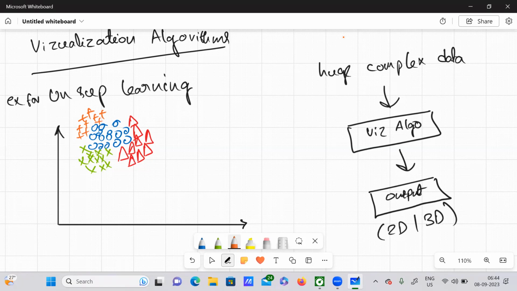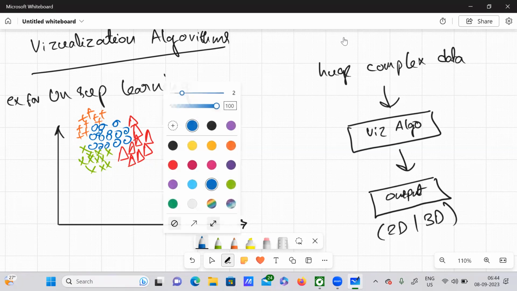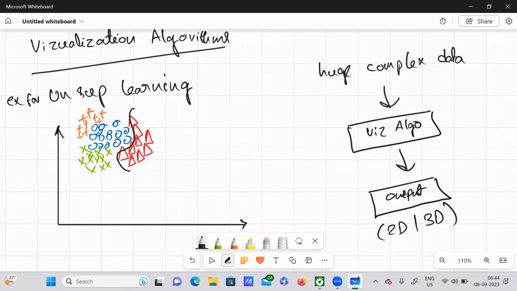This visualization algorithm usually separates the clusters. For example, these red data points form a cluster and these orange data points form a cluster. These blue data points form a cluster and these green data points form a cluster.